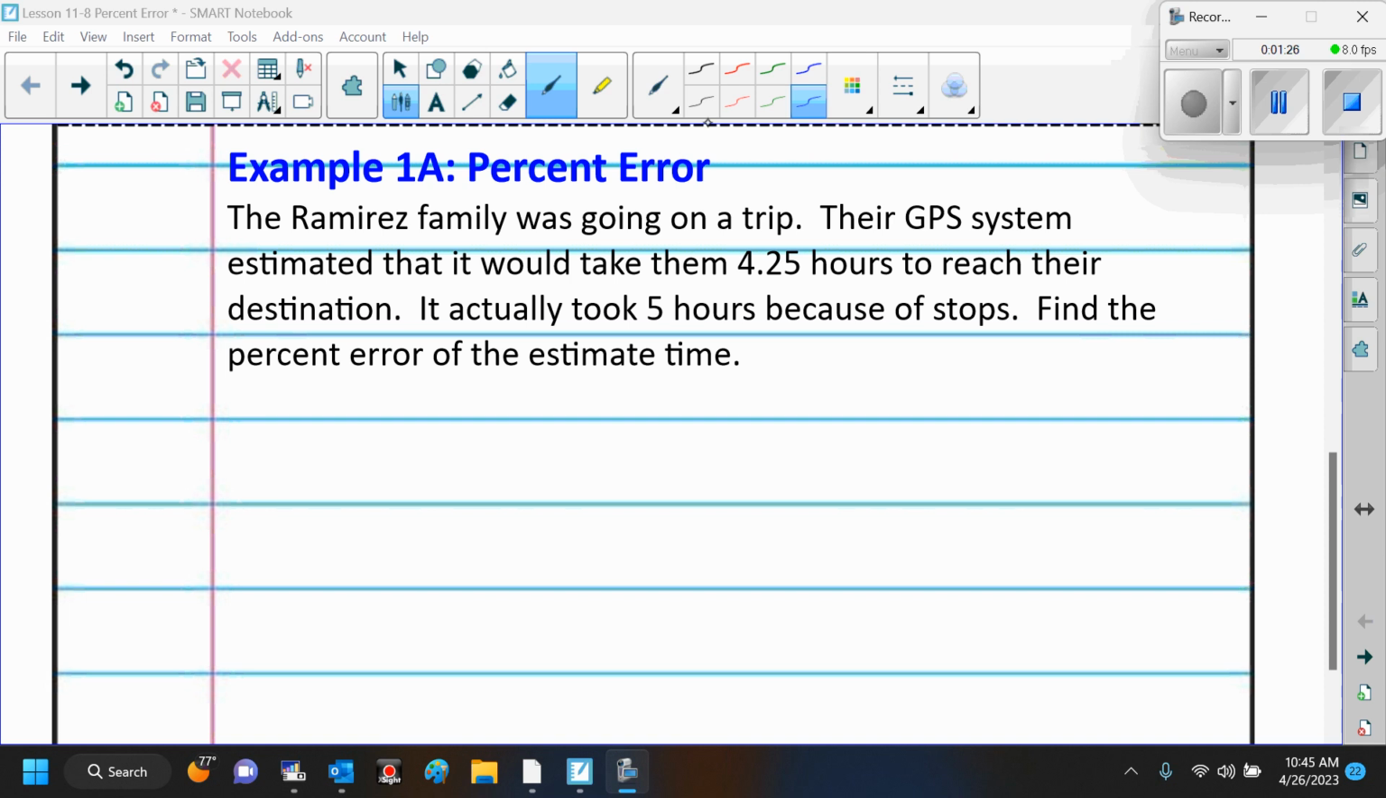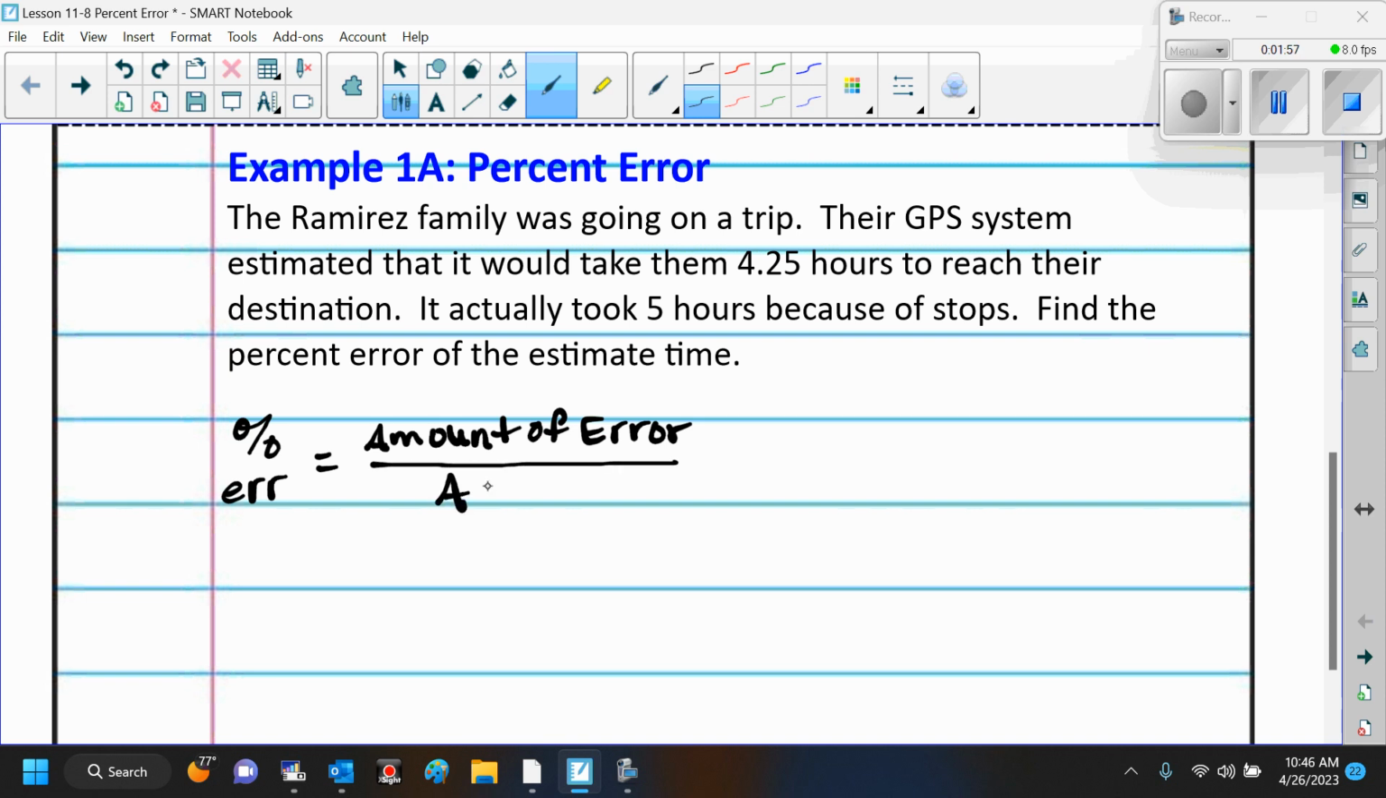Okay? So again, our formula for percent error, and you can write percent error like this. That's how you say percent error, is equal to the amount of the error divided by the actual amount. Okay? So now we substitute in.